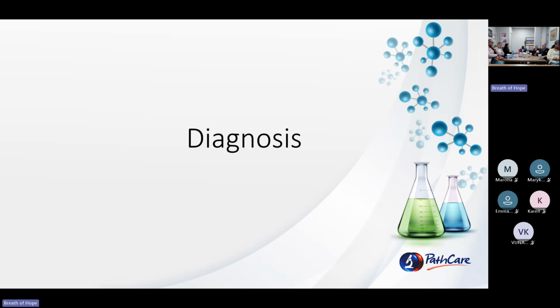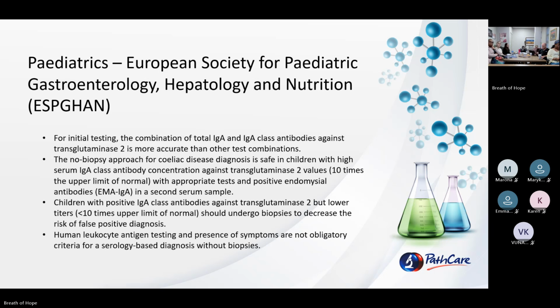So how can we work towards a diagnosis? I want to start with pediatrics. The European Society of Pediatric Gastroenterology, Hepatology, and Nutrition has a very nice algorithm. For initial testing, they recommend the combination of total IgA and tissue transglutaminase IgA. They say that this test combination is more accurate and the best for initial screening of patients with suspected celiac disease. And then the updated guidelines speak of a no-biopsy approach.